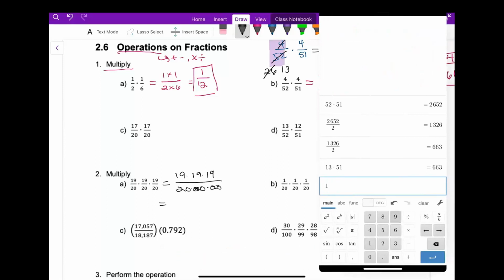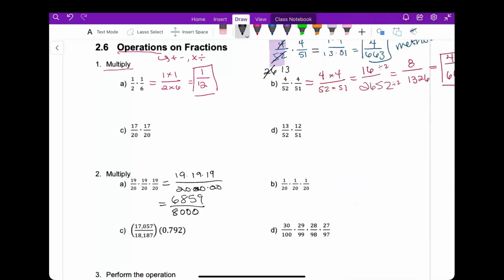This is going to be 19 times 19 times 19. That's 6,859. And then let's multiply 20 times 20 times 20. And that is 8,000. And see if we can simplify.